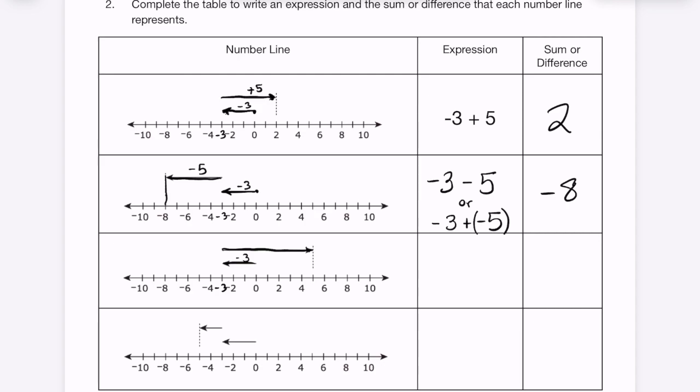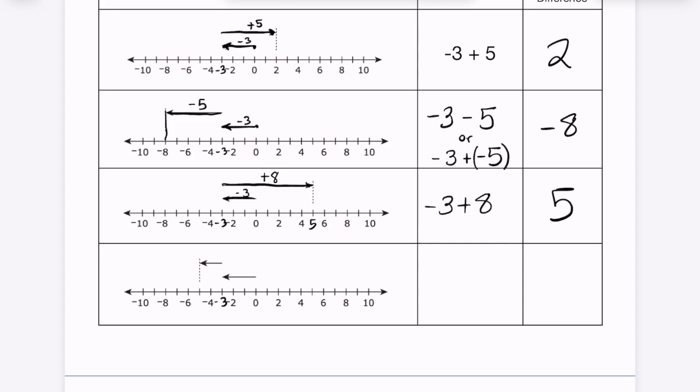For the third one, we're again starting at negative 3, and then we're moving to the right. We end up at 5. We're moving to the right 1, 2, 3, 4, 5, 6, 7, 8. So our expression would be negative 3 plus 8, which equals 5. And then finally, we again start at negative 3, and I'm going to the left 2. So I'm either subtracting 2 or adding negative 2, and either way, I end up at negative 5. Okay, so you want to be able to understand these different number line models.